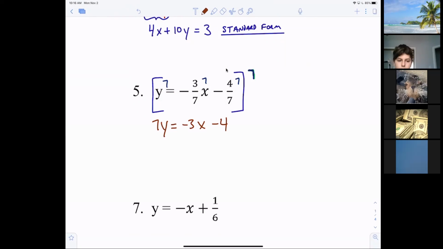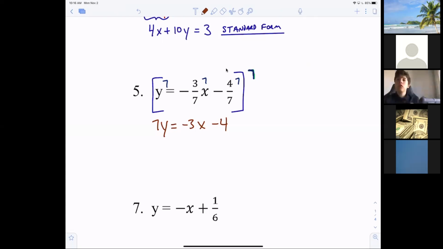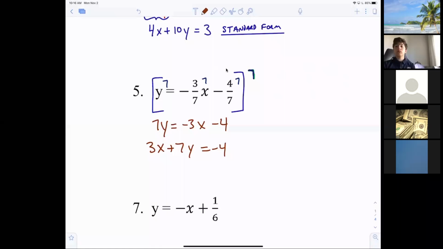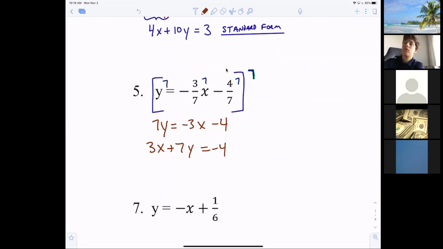And then, 3x minus 7y. No. So it's 3x plus 7y. Just move the 3x over. Do I change the sign for the y? No, because I didn't move the y. I just moved the x. All I did was move the x.